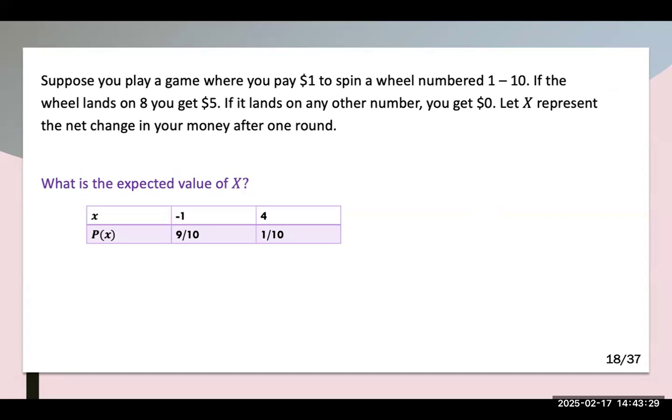The probability that I lose my money is 9 out of 10 because this wheel is numbered 1 through 10. So assuming that when I spin the wheel, each of the blocks that have the numbers are the same size, 9 times out of 10, I'm not going to land on an 8, while only 1 time out of 10, I'm going to land on an 8. So only 1 time out of 10 am I going to make that $4. And 9 times out of 10, I'm going to lose $1.